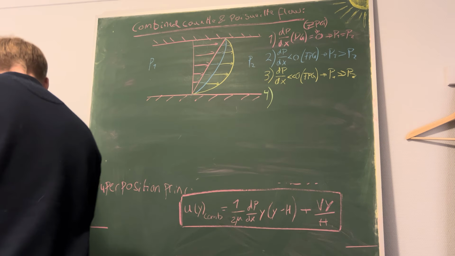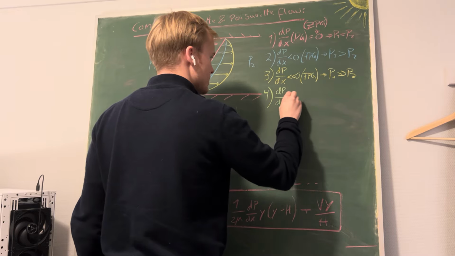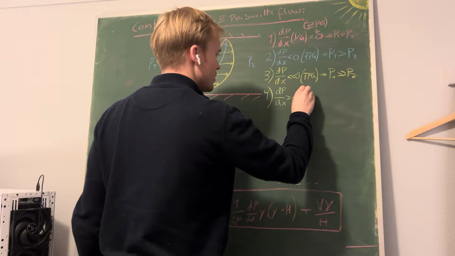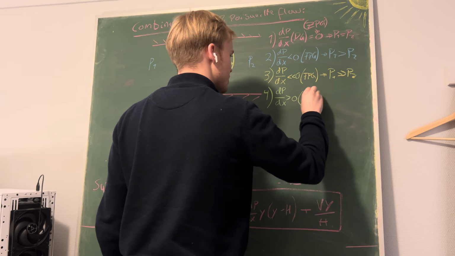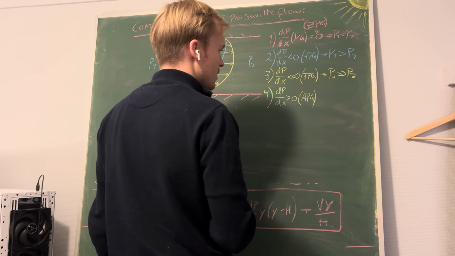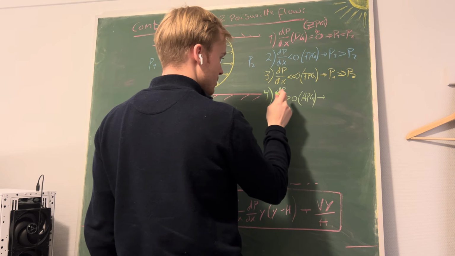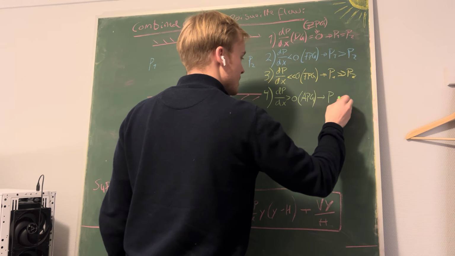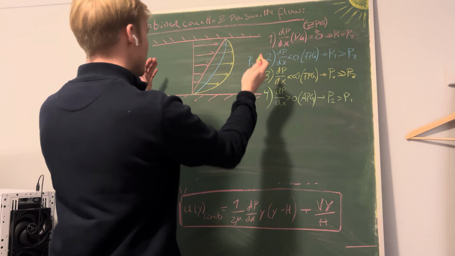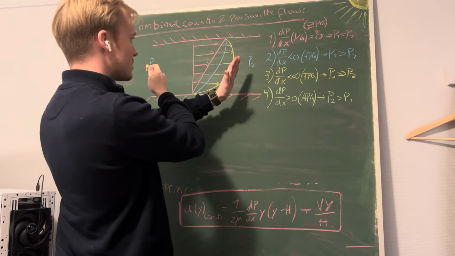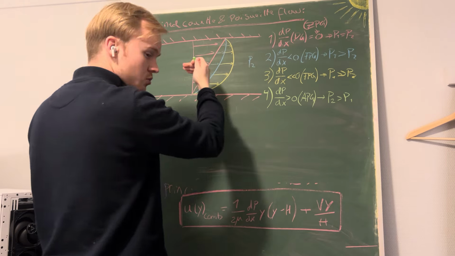But now, what happens if dP/dx is bigger than 0? Then we have something called an APG, or an adverse pressure gradient. And that implies that if dP/dx is bigger than 0, P2 is bigger than P1, meaning that we actually have flipped around the pressure difference. Now we are trying to push fluid this way.